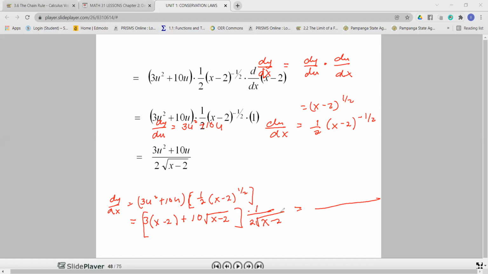Parang meron kang 1 minus 1 half dito, kaya 1 half na lang sa taas. Kaya matitira dito, clear ko to. Actually, kung gusto niyo ganyan, okay na siyang ganyan, pero if you still want to simplify, then pwede.